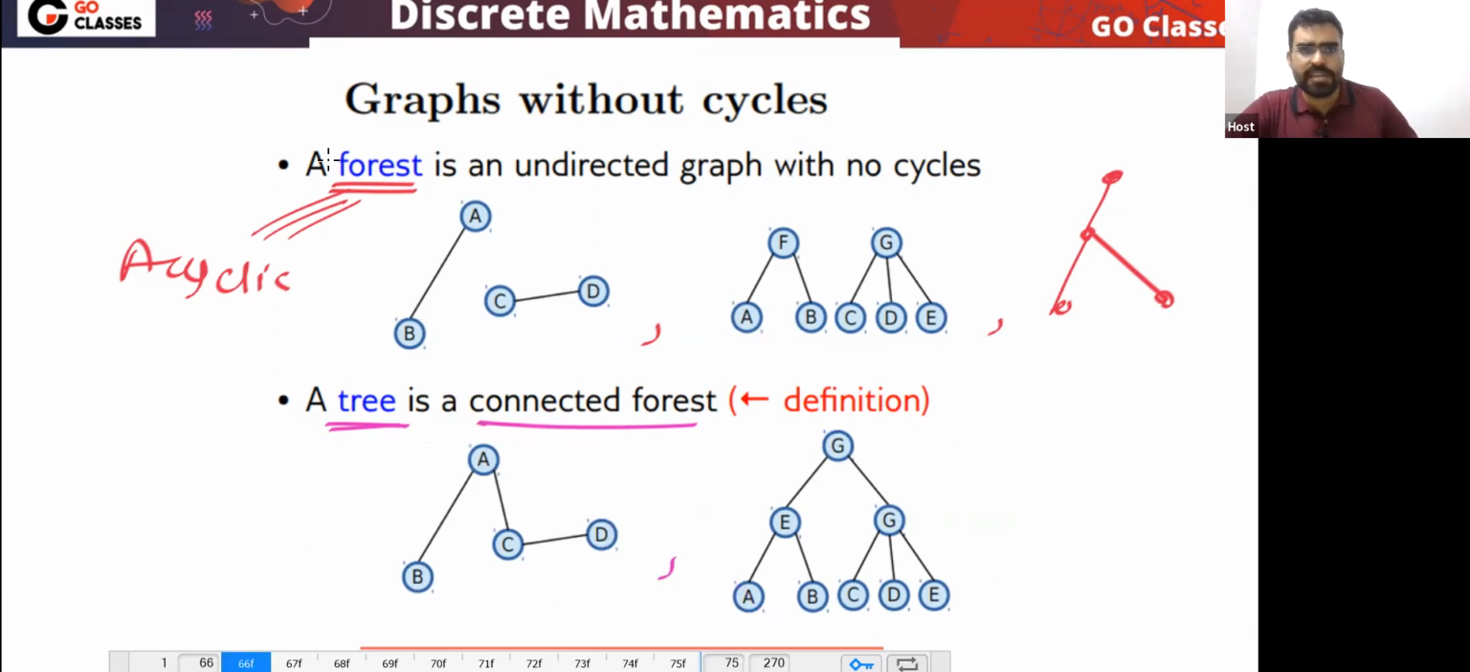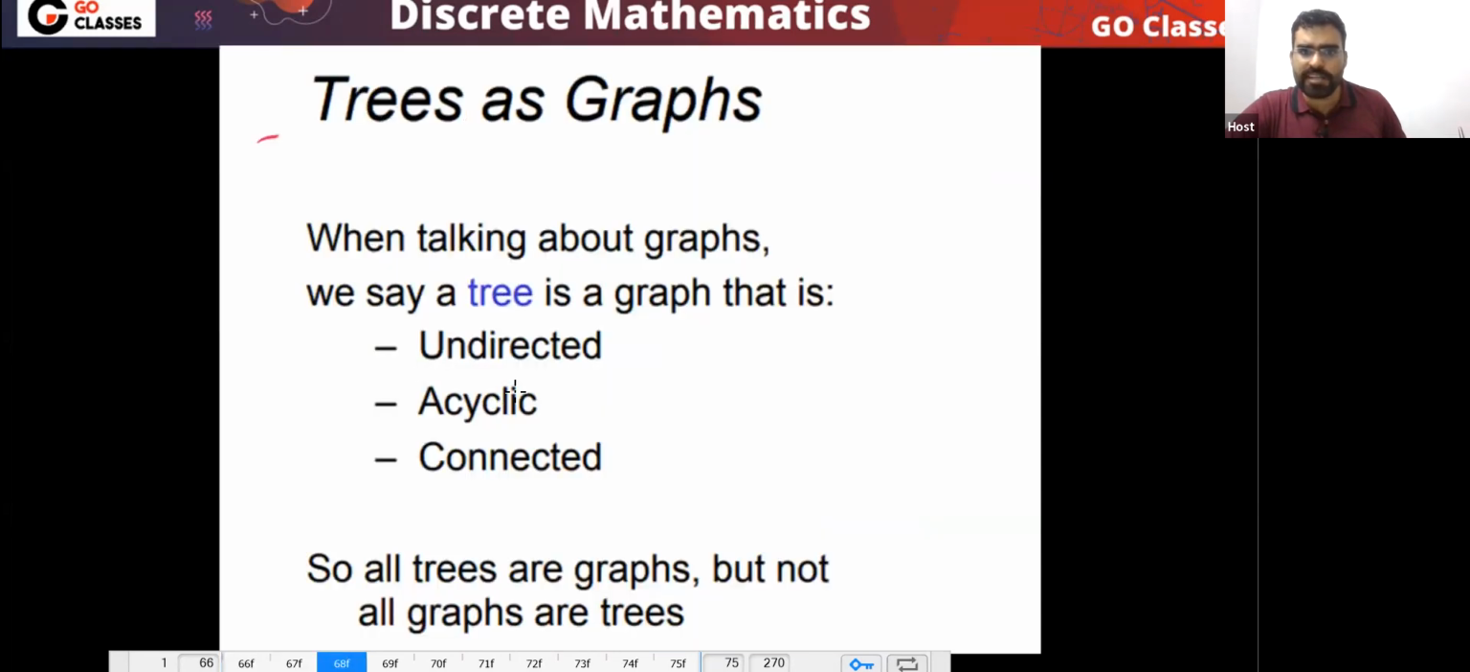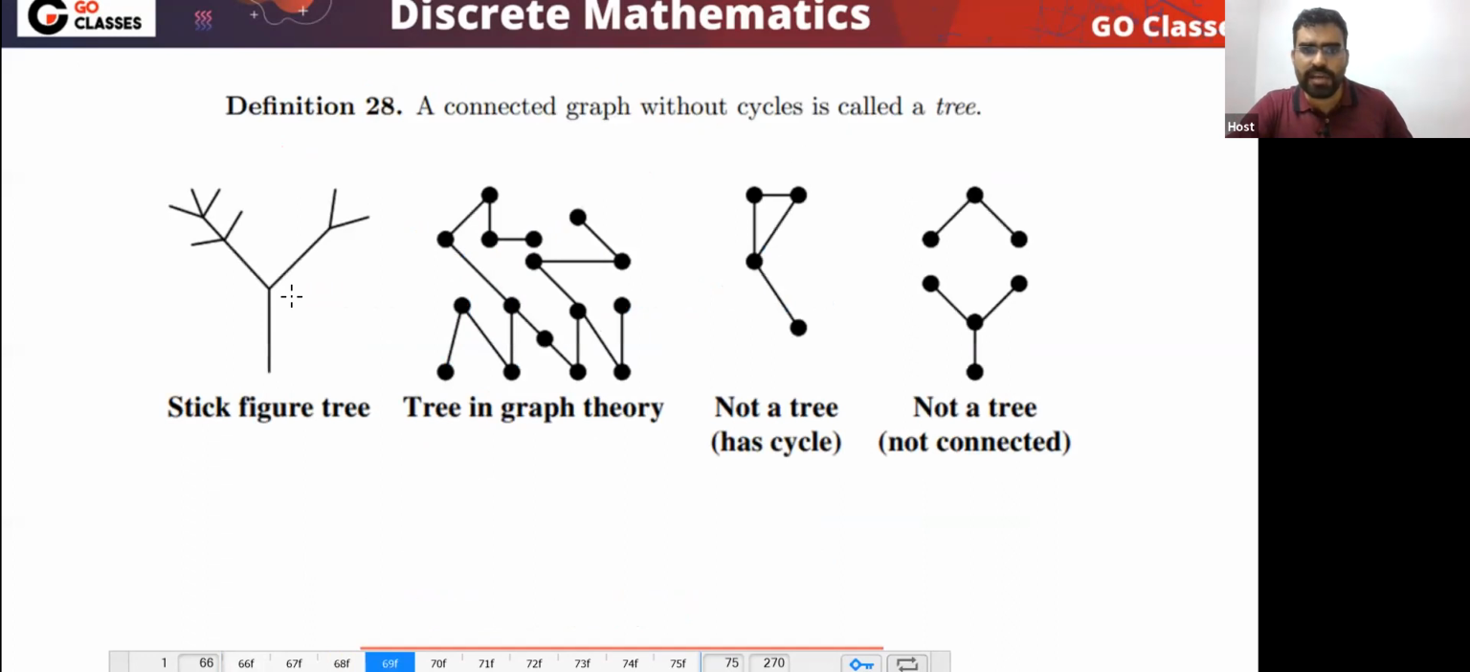So what is a tree? Tree as a graph has these properties: it should be undirected, connected, and acyclic. These three properties must be there. For example, this is a tree because it is acyclic and connected. This is a tree, and this is a forest also. Forest means acyclic.